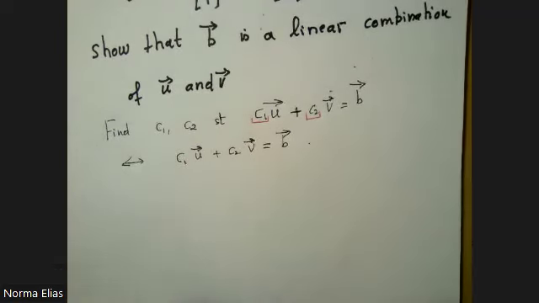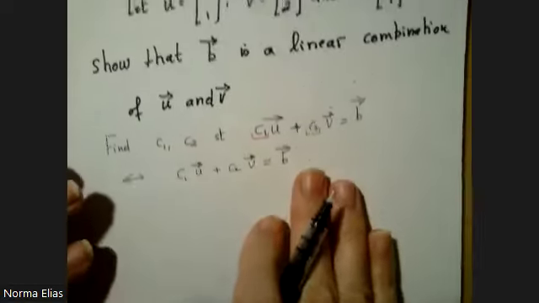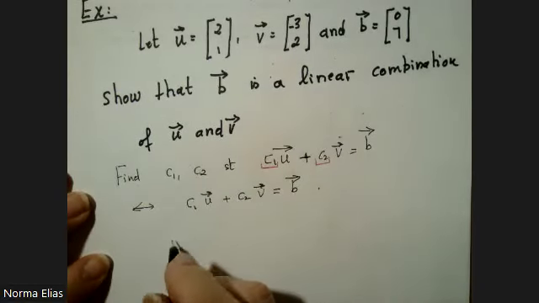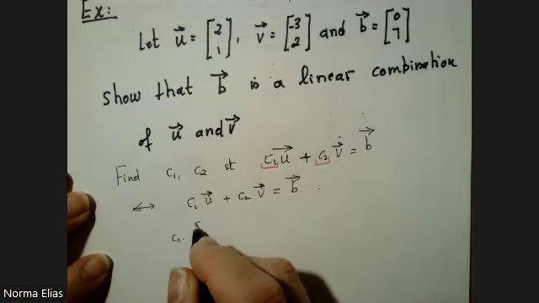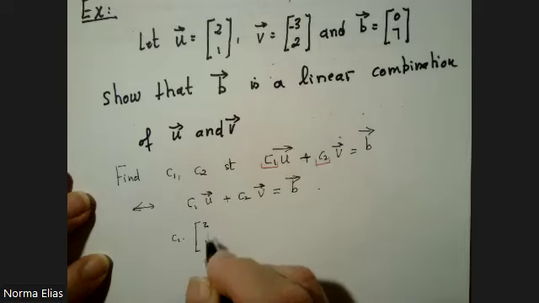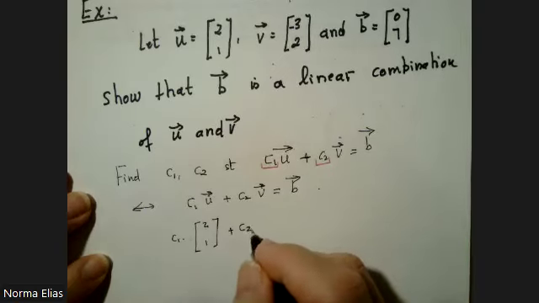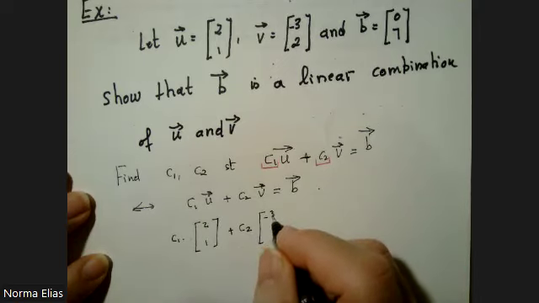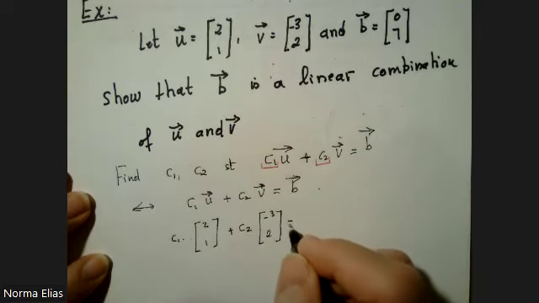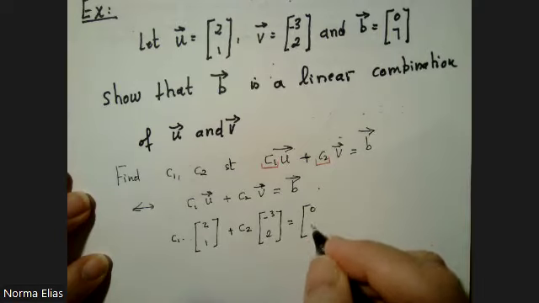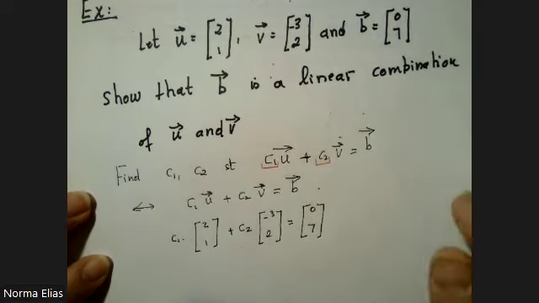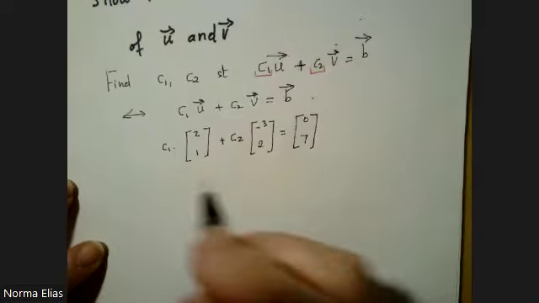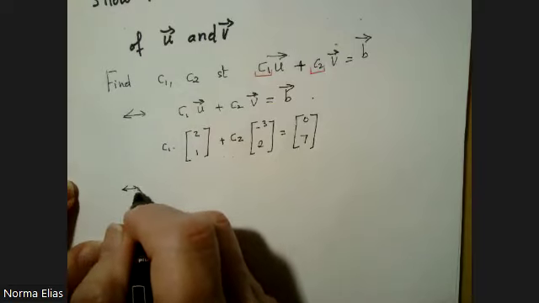Equal to b. All right, so let us try to solve it. So what is the u? It means C1 times (2, 1) plus C2 times (-3, 2). So right now I am solving for the weight, (0, 7). Okay. So what does this mean?